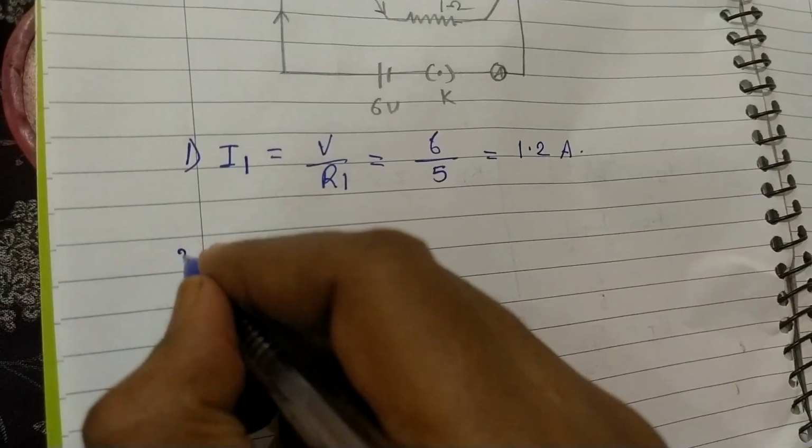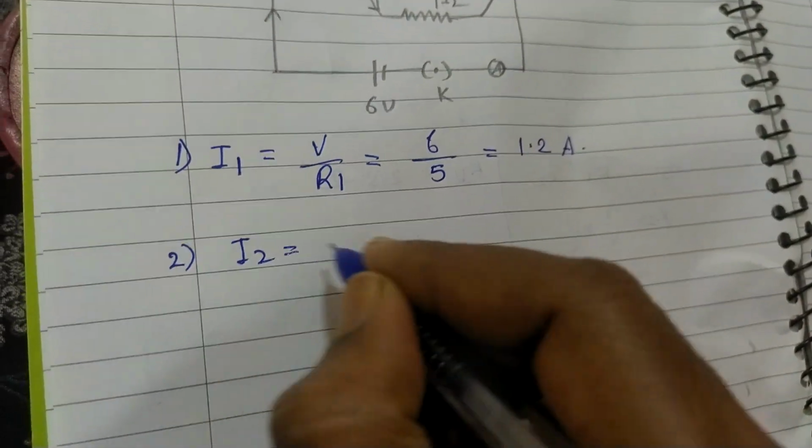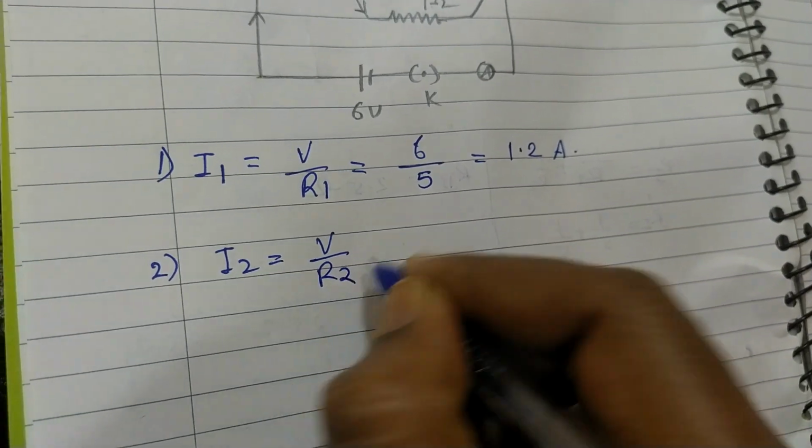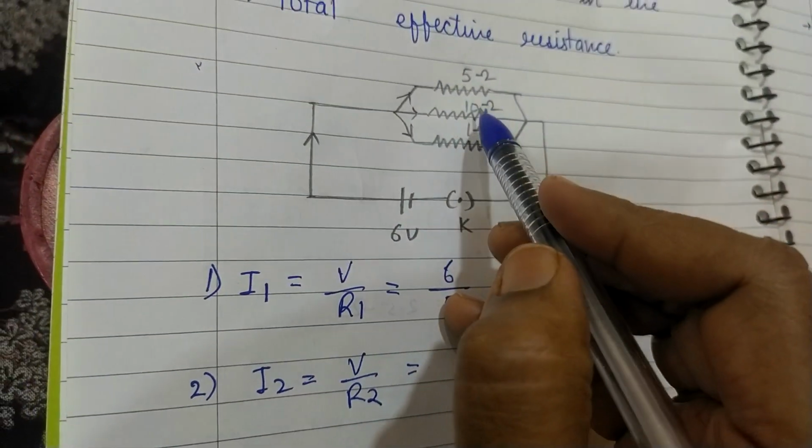Okay. Now in the same way, I2, again V upon R2. What is the value of R2 here?